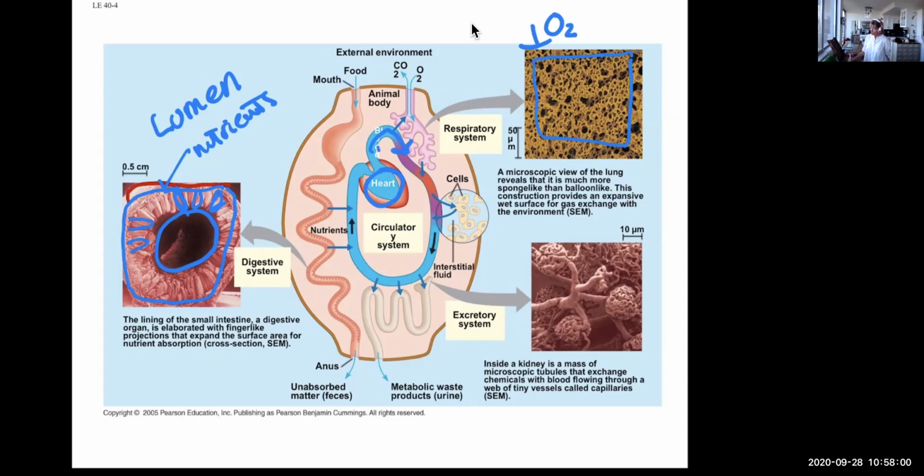The tube within a tube is, of course, the digestive tube, the gastrointestinal tract, the GI tract as it is sometimes known, which delivers nutrients just through diffusion to the blood.